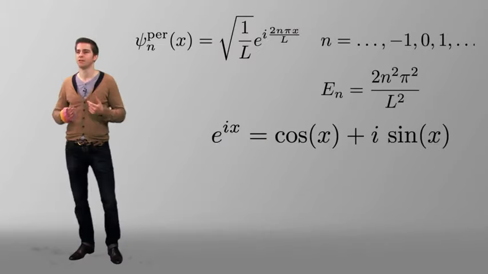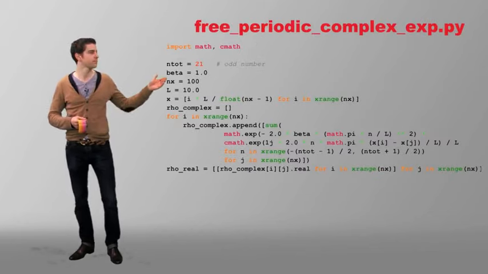Now let us do a small calculation. But for simplicity, we will not use the sines and cosines, but rather the equivalent complex exponential wave functions. You can actually check this equivalence by writing a small Python program.